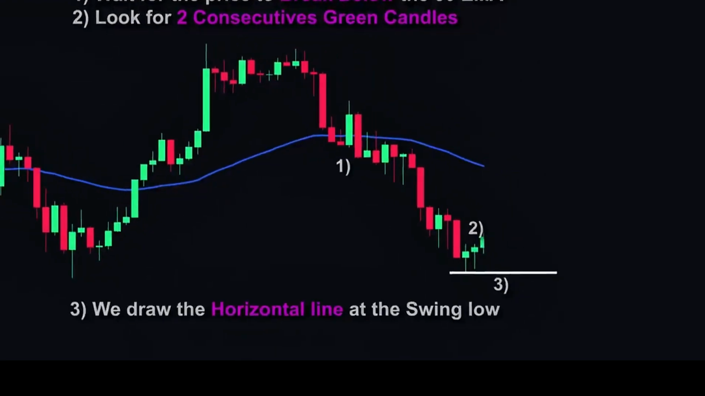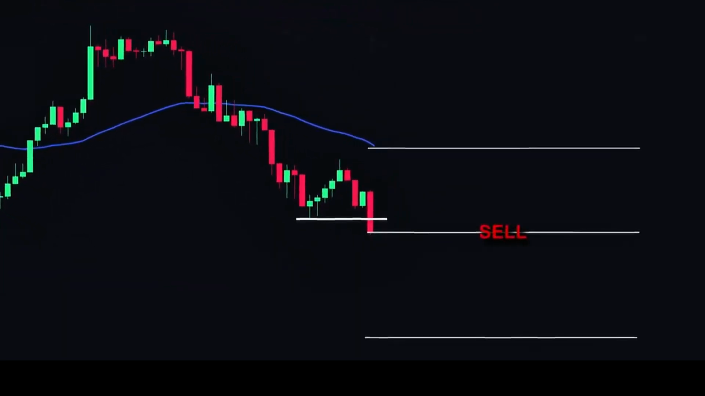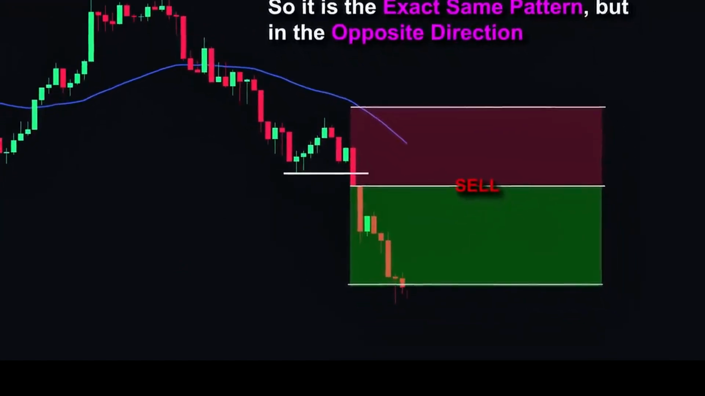And then, when price reverses and dips below that low, that's where we have a sell opportunity. So it's the exact same pattern, but in the opposite direction. But okay, now that we understand the strategy, let's actually look at some real life examples.